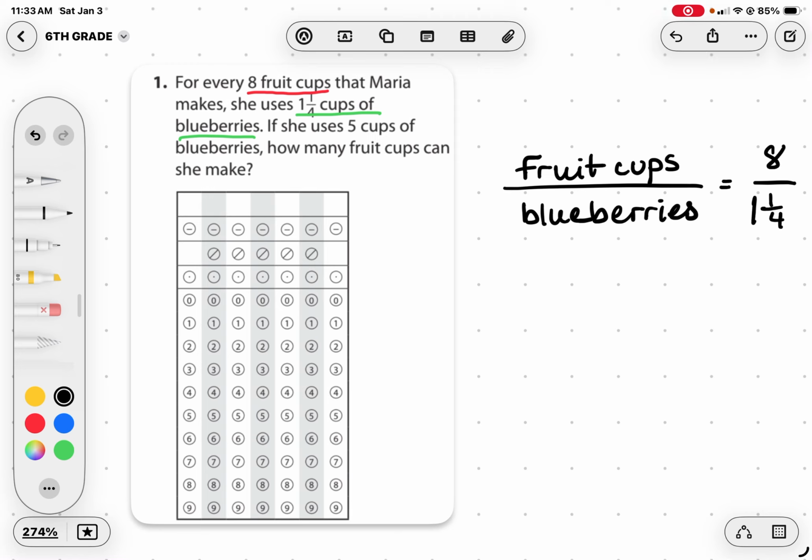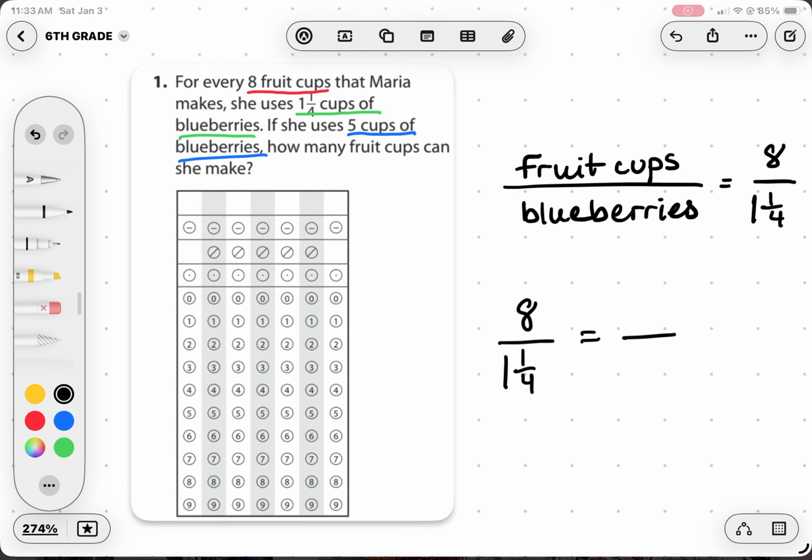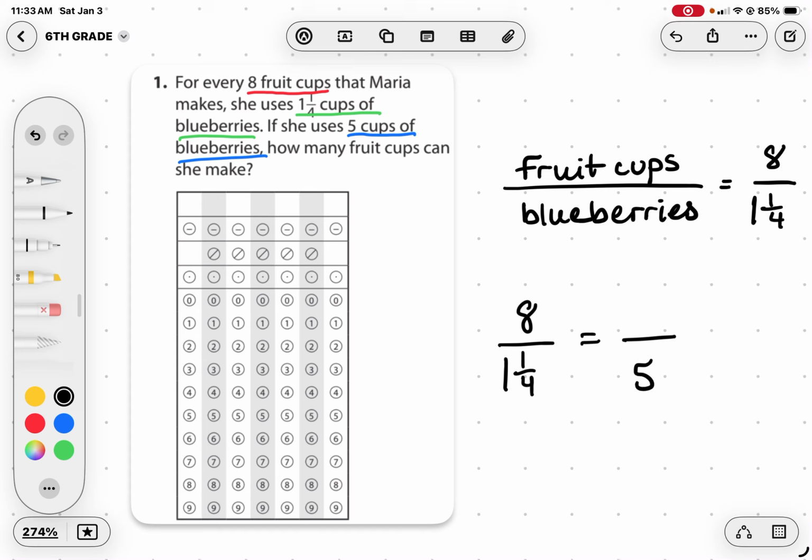Okay. So we're going to use that to set up a proportion. So 8 over 1 1/4. The 8 represents fruit cups, and the 1 1/4 represents blueberries. Now the 5 represents blueberries, so the 5 is going to go on the bottom. And since we're trying to figure out how many fruit cups, that'll be X.